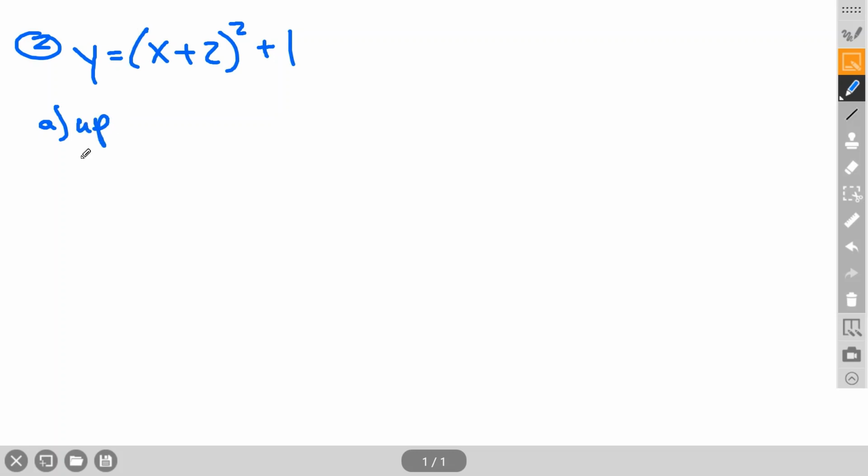All right, number 2, y is equal to (x plus 2) squared plus 1. I'm answering all of the same things here. A, I want to know open up or down. Well, the a value is 1, so it opens up because it's positive. B, the coordinates of the vertex. Well, this is in vertex form.